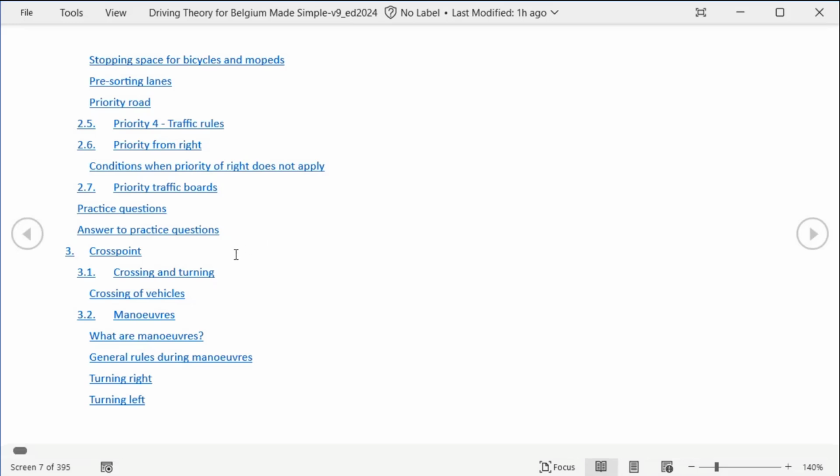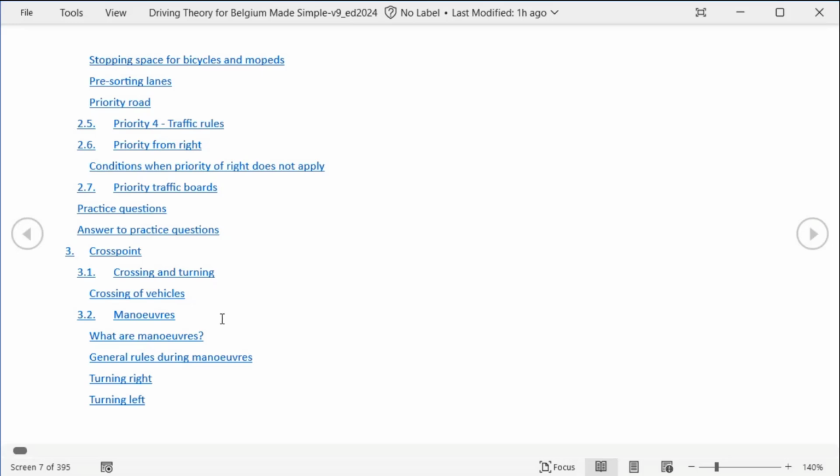The next lesson is we will talk about a cross point or a junction, where more than two roads meet. Here we will talk about what crossing and turning are, how those are different, and crossing of vehicles.